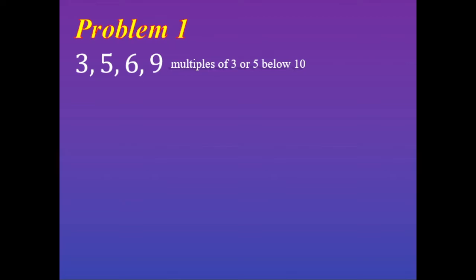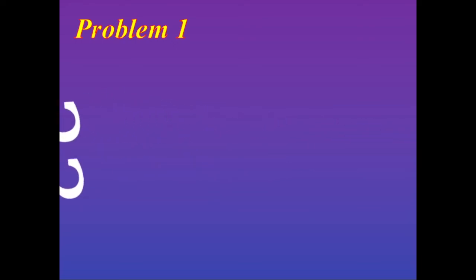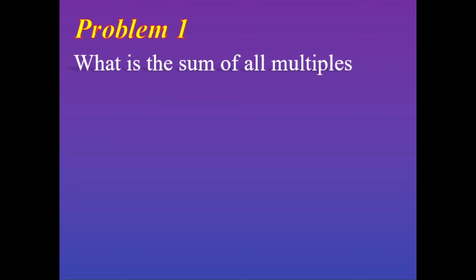You're still here. Alright, here's problem 1. 3, 5, 6, and 9 are multiples of 3 or 5 below 10. If we were to add them all up, we would get 23. It's not a really big number as detected by my big number detector. That's cool, but here's the thing. What is the sum of all multiples of 3 or 5 below 1,000?